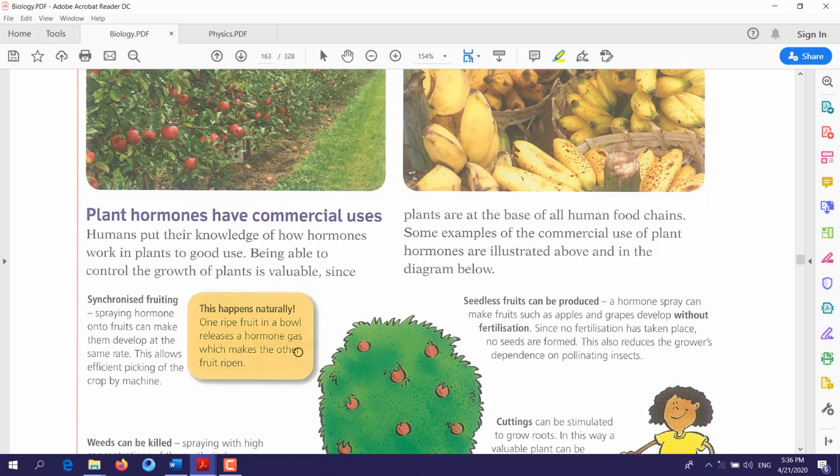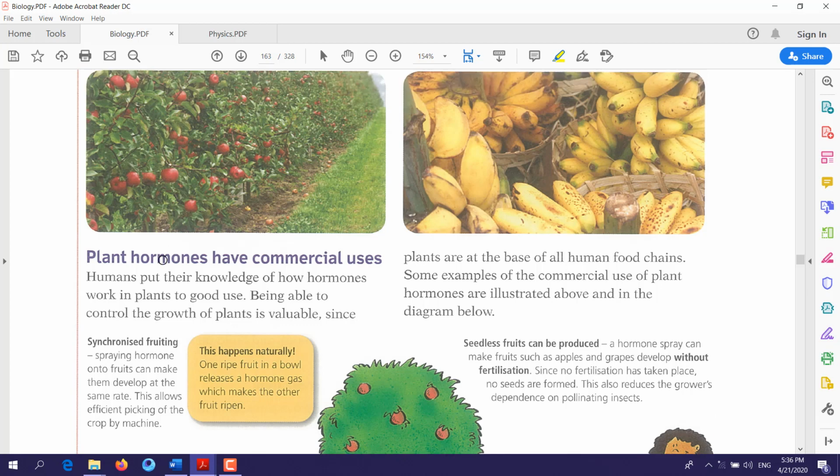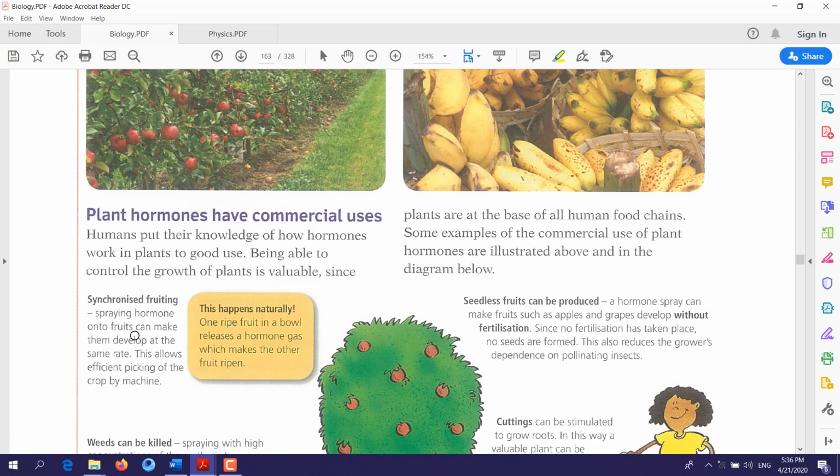For example, firstly, synchronized fruiting. What do you mean by it? When you look at a tree, you will see it has fruits. These fruits don't ripen at the same time. For example, if a tree has 5 apples, not all 5 apples will ripen at the same time. So scientists found some hormones that can make all the fruits develop at the same time. Spraying hormones onto fruits can make them develop at the same rate.